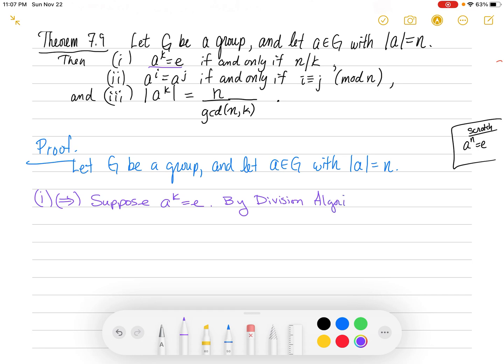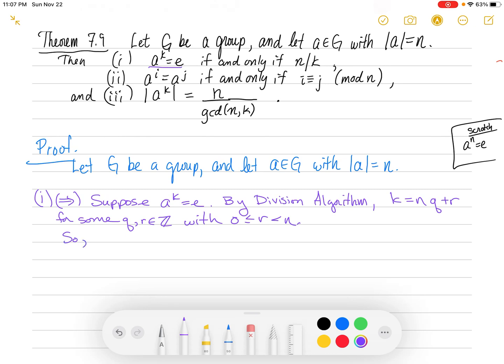By the division algorithm, we're going to take k and divide n into it. So what does that do? It gives you k equals nq plus r for some integers q and r, and r has to be greater than or equal to 0 and strictly less than n. So I'm just dividing n into k. I'm going to try to show that n divides k, so I'd like to somehow show that r is 0.